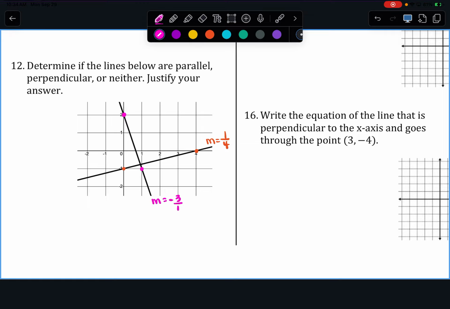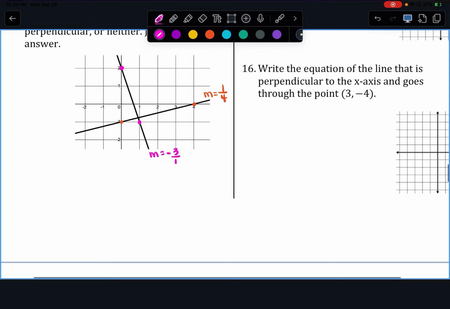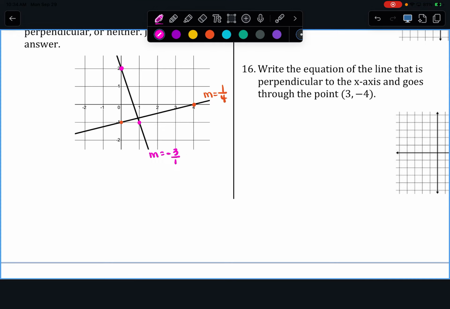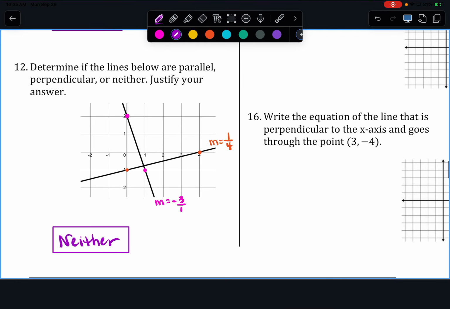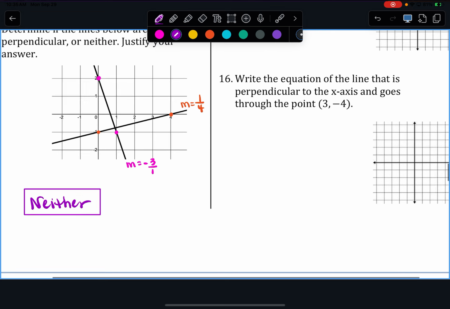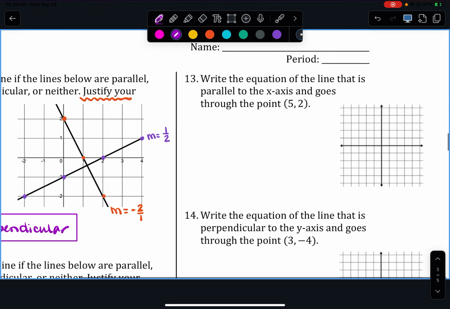Right? Are those the same slope? No. Are they opposite reciprocals? No. Right? Kind of close, but no. The opposite reciprocal of 1/4 would be -4, right? So this is neither. They are intersecting, but that is not a perfect 90-degree angle, and I know that because they don't have opposite reciprocal slopes. Okay. All right, let's hop back up to this column.